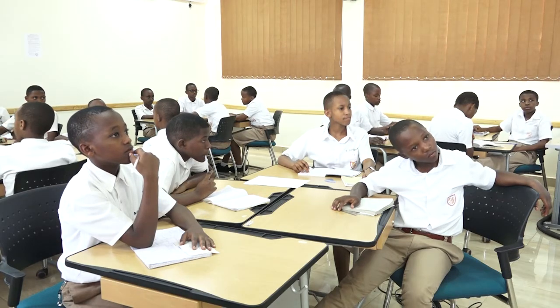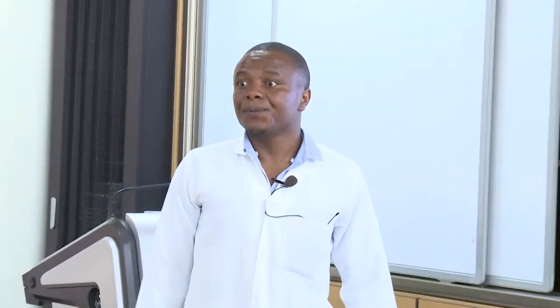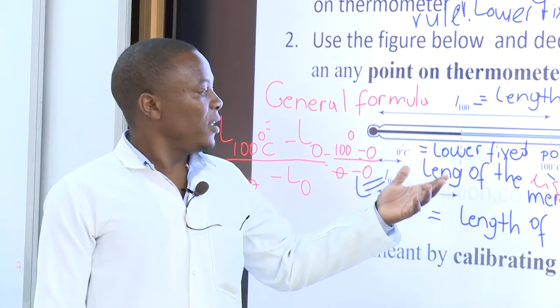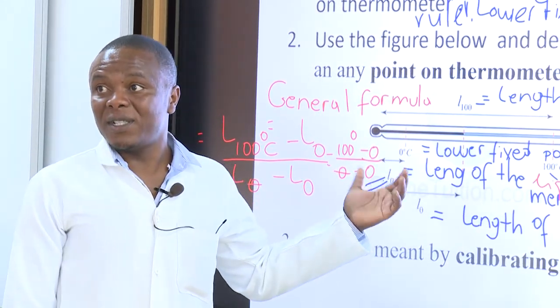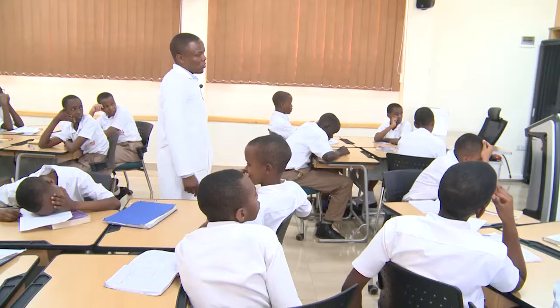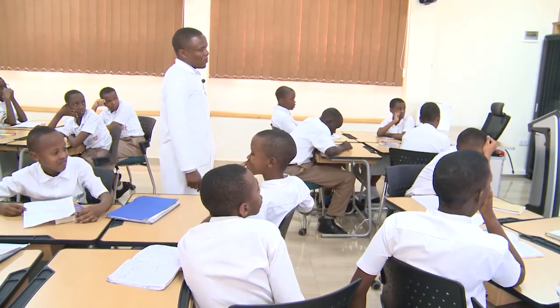What is meant by calibrating of a thermometer? Group number 2, yes? Calibrating of a thermometer is meant by identifying fixed points on the thermometer. Yeah, it is identifying readings for thermometers. Do you understand? Calibrating is to identify readings. Come and write that then. Identifying readings.